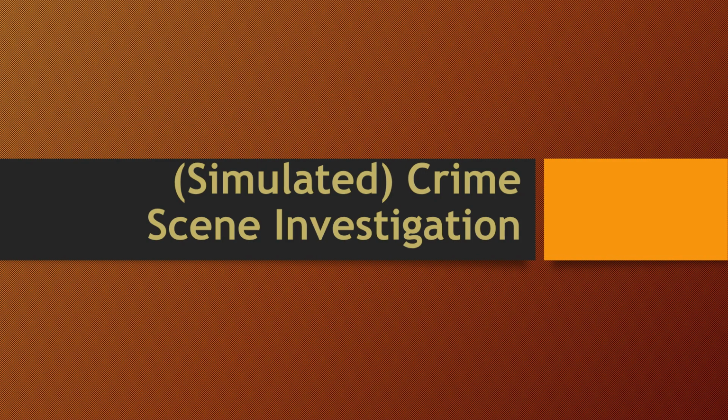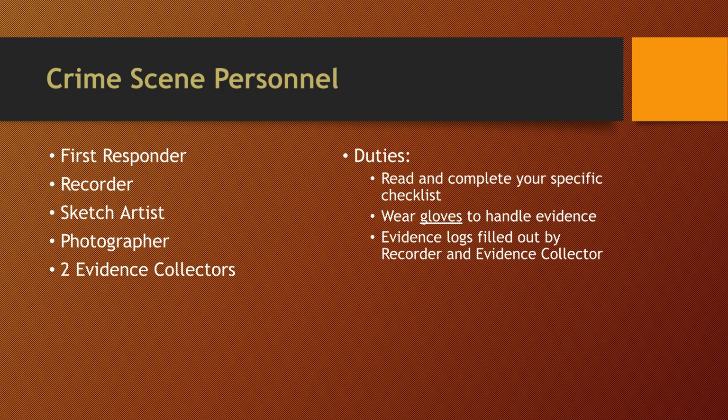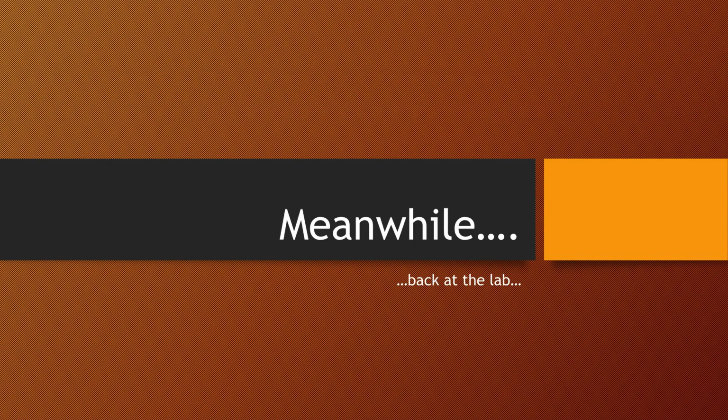Next, we will focus on a simulated crime scene investigation and the roles involved. Crime scene personnel include the first responder, recorder, sketch artist, photographer, and 2 evidence collectors. Each role requires reading and completing a specific checklist and wearing gloves when handling evidence. The recorder and evidence collector fill out evidence logs. Meanwhile, the analysis begins back at the lab.